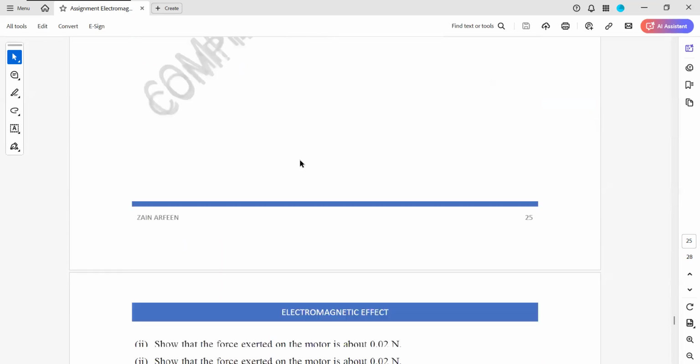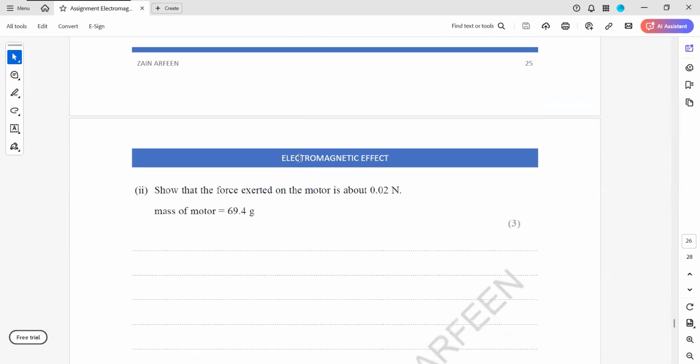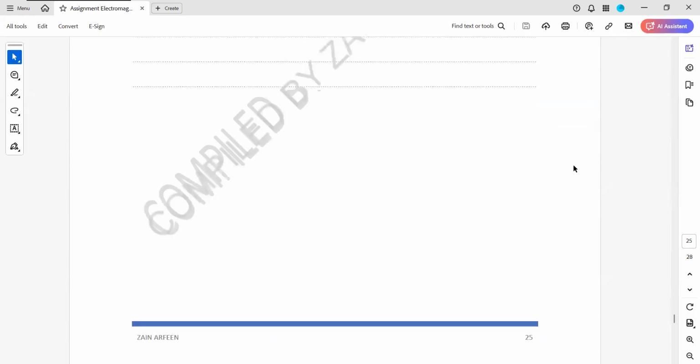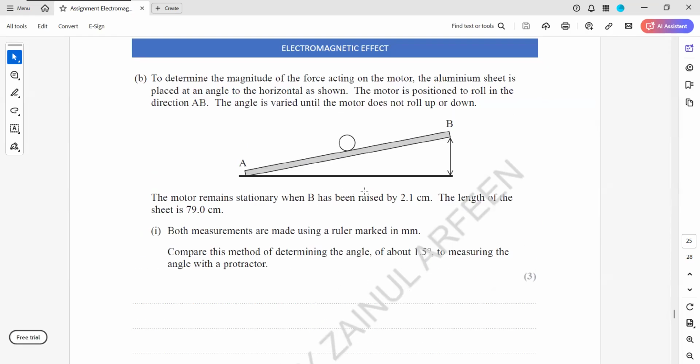The next is to show that the force exerted on the motor is about 0.02 Newton, and the mass of the motor is 69.4 grams. As you can see, the motor is stationary. If the motor is stationary, the forces acting on the motor: the weight of the motor is acting downward, and this angle is, as already mentioned, about 1.5 degrees. Now we resolve the weight into components.